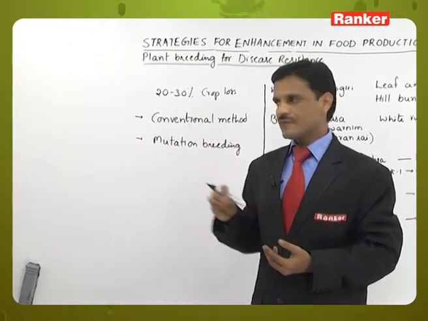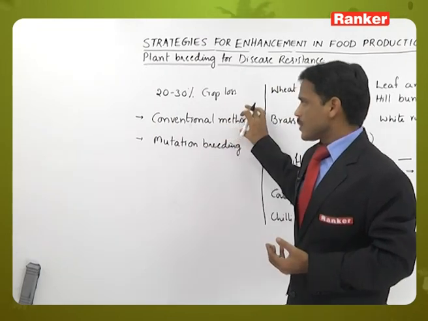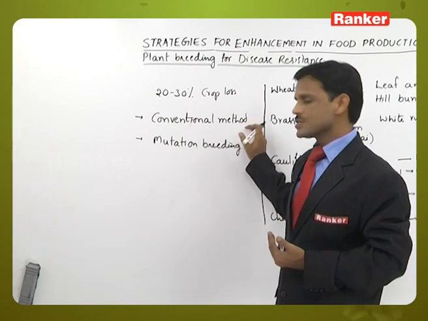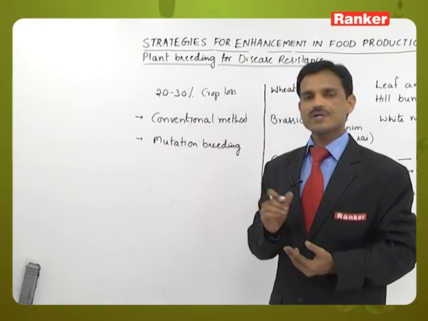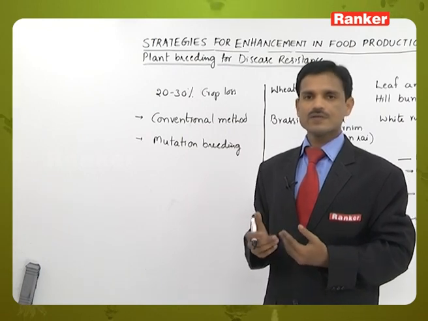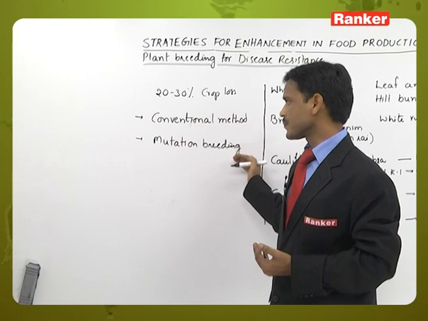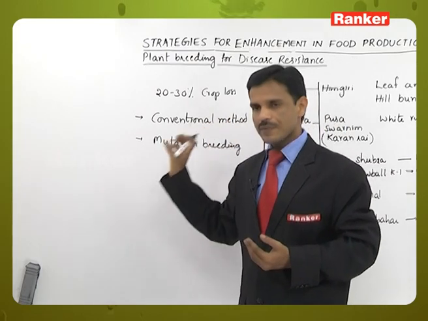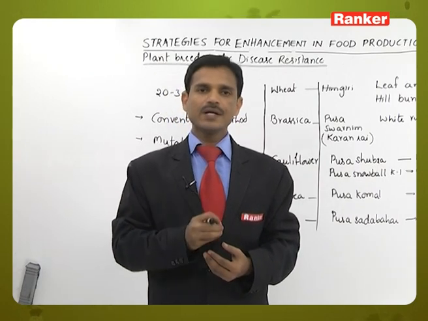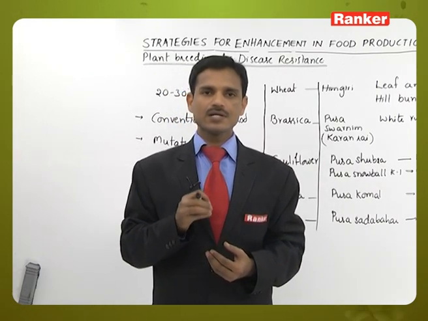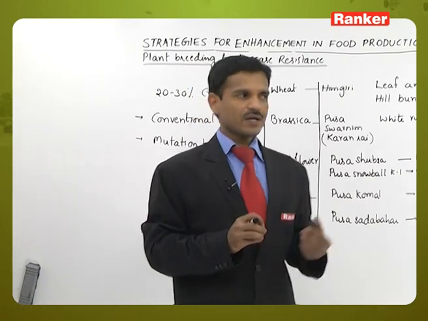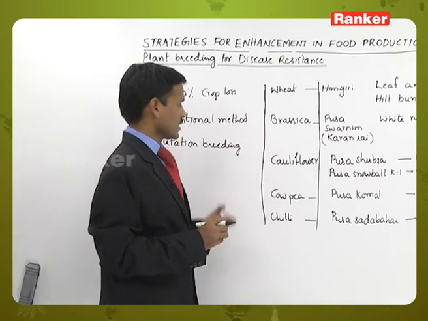In the conventional method, the germplasm has only a few genes. If limited genes are present in the germplasm, it is not possible to incorporate all the qualities. So then we are shifting to mutational breeding. In the conventional breeding method only a few limited genes are present, so it is not possible to incorporate all the qualities. That's why we are using a mutational breeding technique also.